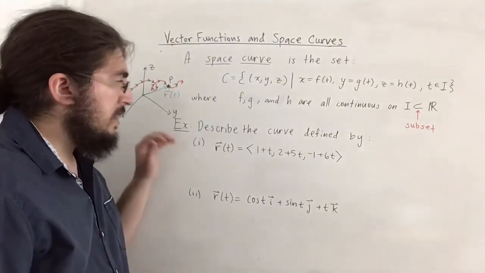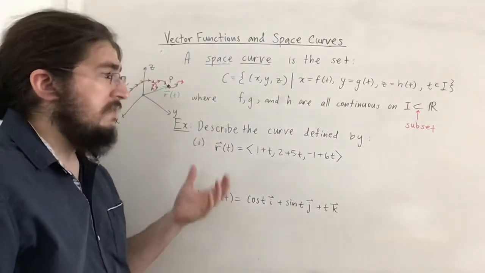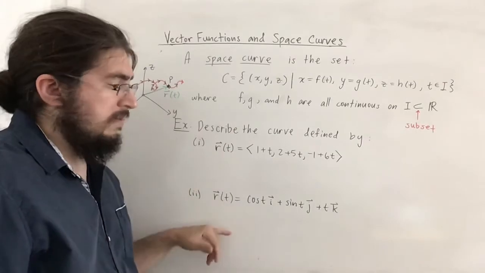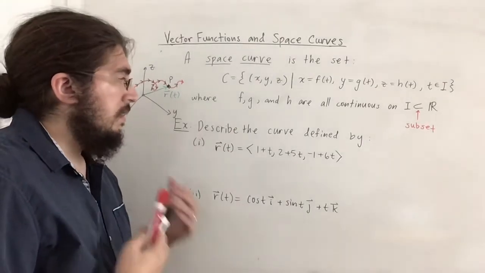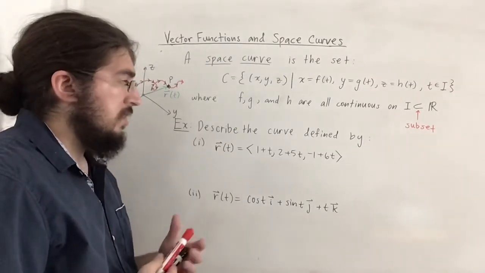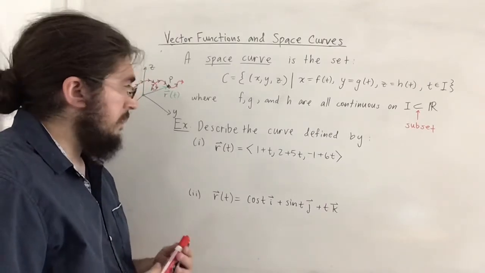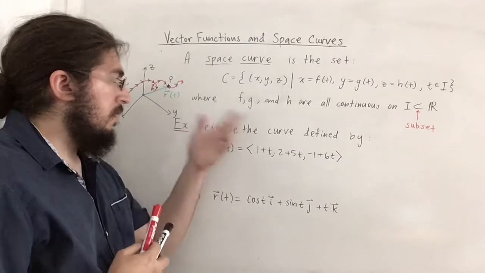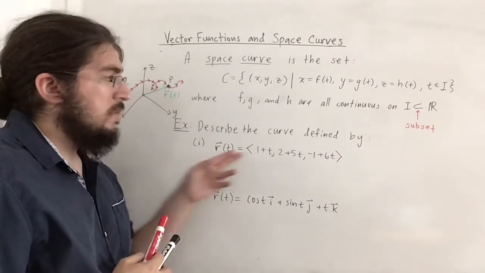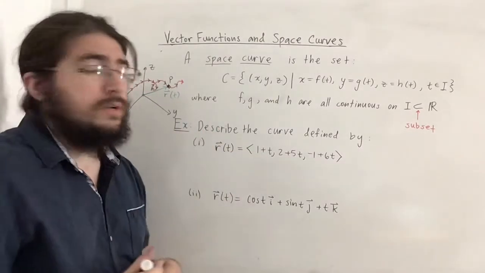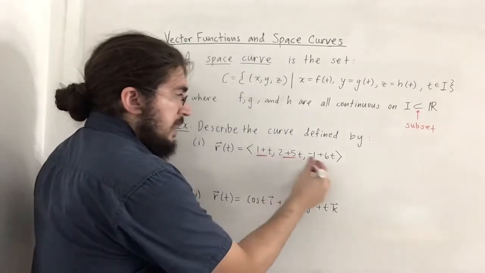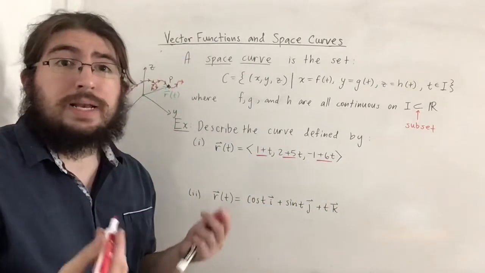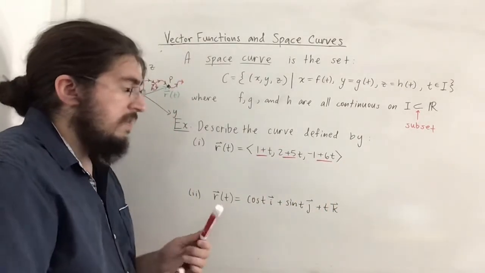So now, for this next example, we're going to describe some specific space curves defined by these given vector equations, or vector functions, I should say. So let's take a look. The first one is asking us, well, they're all asking us to describe the curve. But the first one is giving us this, which should look really familiar to us. These are each linear in t, so this is actually describing a line. And we've definitely seen this before.